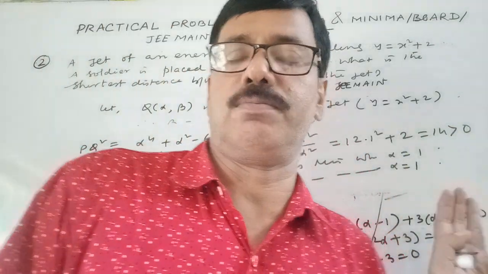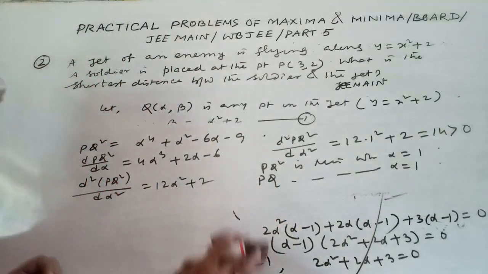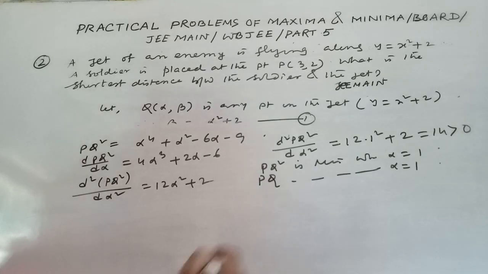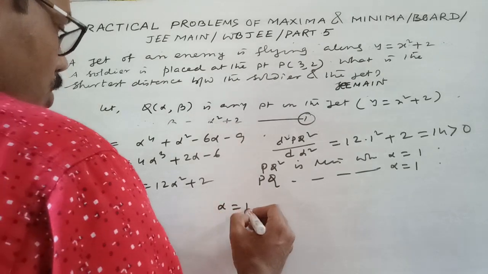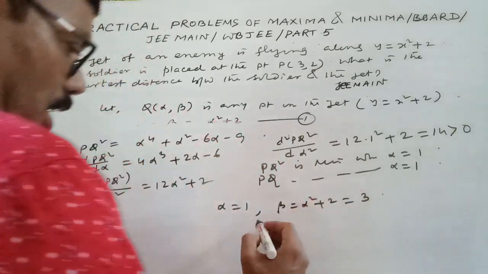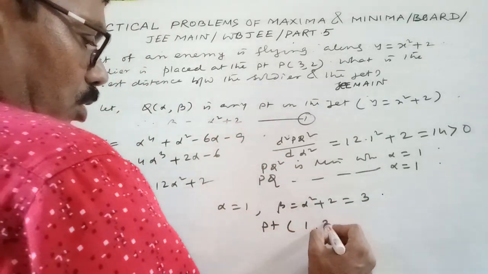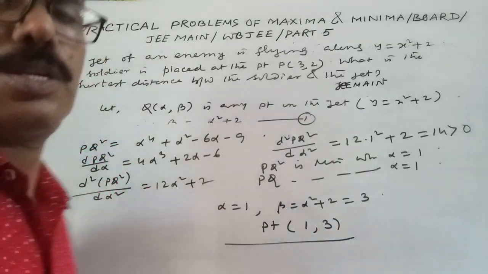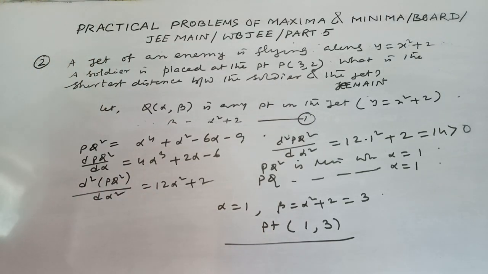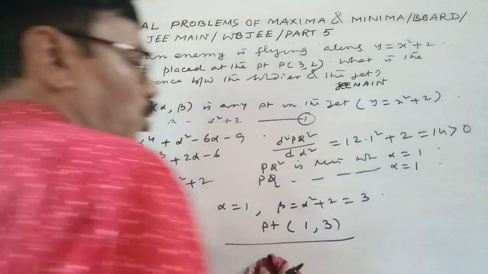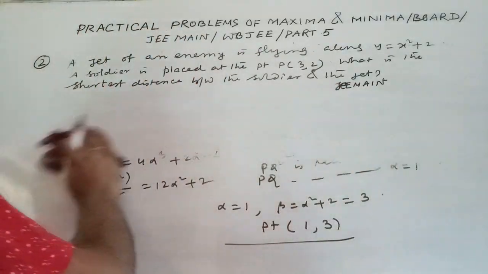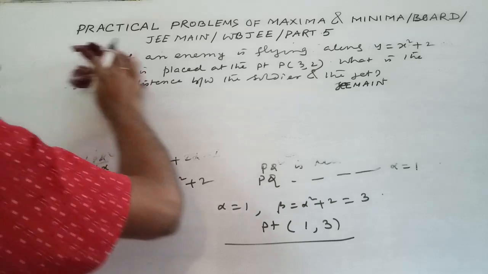For board's problem, you must write this step. So what are the points? If alpha equals to 1, beta equals to alpha square plus 2, this is 3. So point is 1, comma 3. So these type of problems are most important problem for board and competitive exam also. They are of same type.